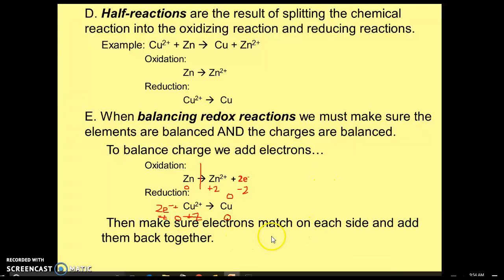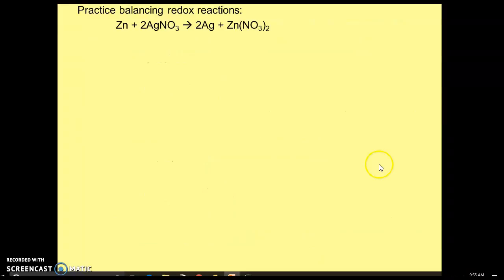Make sure electrons match on each side and add them together. So now we're going to balance this. If you notice, we have 2 electrons on the product side and 2 electrons on the reactant side. So whatever's on the left has to also be on the right, and then we can cancel them out. Then we just write everything to the left of the arrow and everything to the right of the arrow: Cu 2 plus, zinc, and then Cu, and then zinc 2 plus. In this case, we didn't have to change anything from the reaction. It already was balanced.